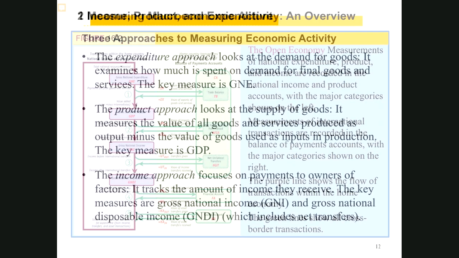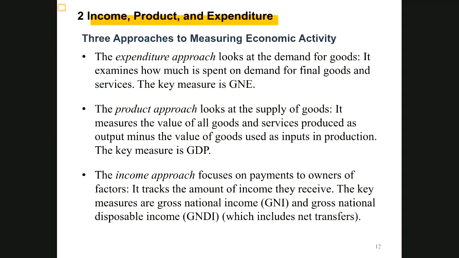Okay, so we have three different approaches to measuring economic activity. One is called the expenditure approach, and the key measure is GNE. The second one is the product approach, and the measure is GDP. And the last one is the income approach. The key measures are GNI, GDI, and so on.